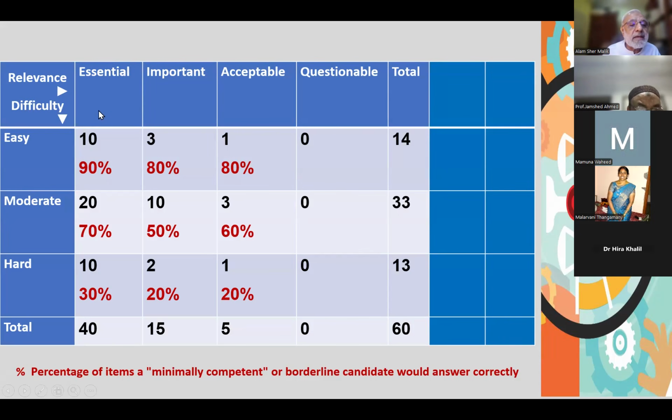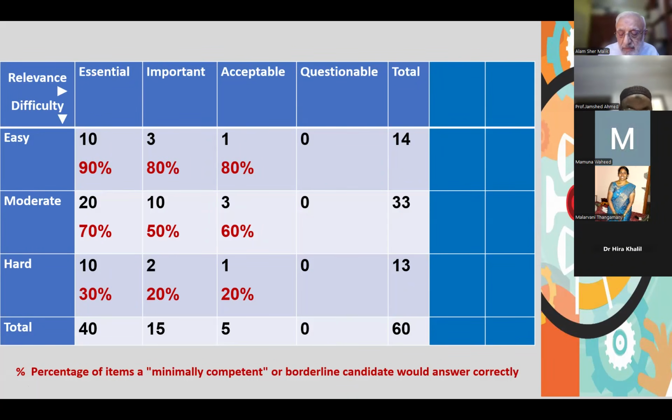Now, experts agree that under essential and easy, because this is easy and essential, let's say 90% of the students would be able to answer. That's the prediction of the subject experts. And similarly, values are given. Here is, let's say, 80%, 80%, and this. So this is the percentage of items a minimally competent or borderline candidate would answer correctly.